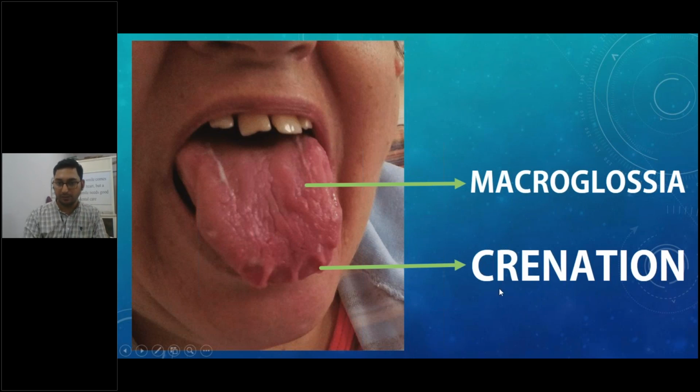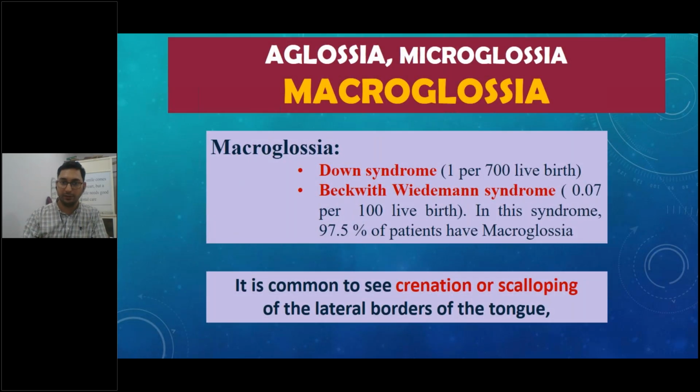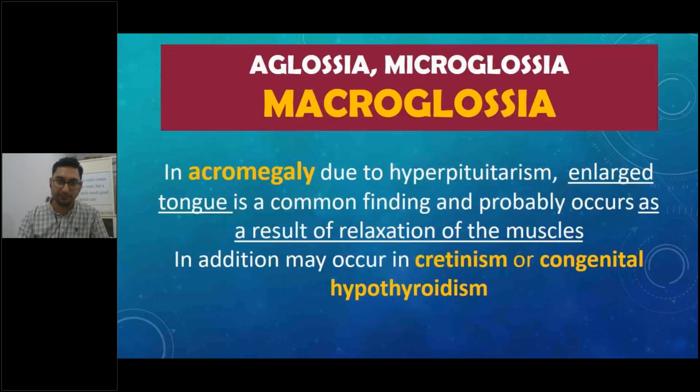Or they give a history like the patient has a large tongue with crenation on the lateral border of the tongue, which of the following syndromes is associated. So Beckwith Wiedemann syndrome must be in the options. Definitely it must be in the options, right? Next, this already told you, acromegaly.